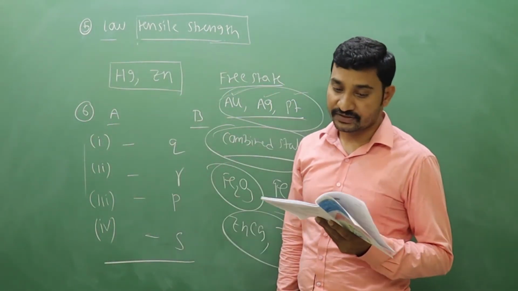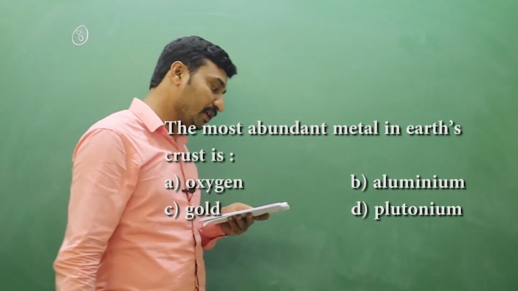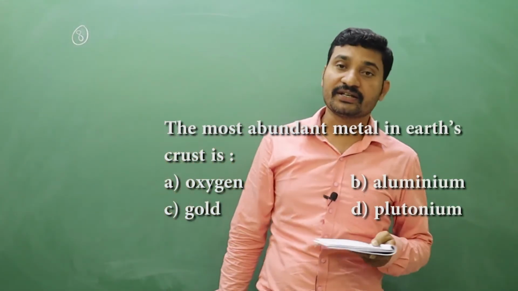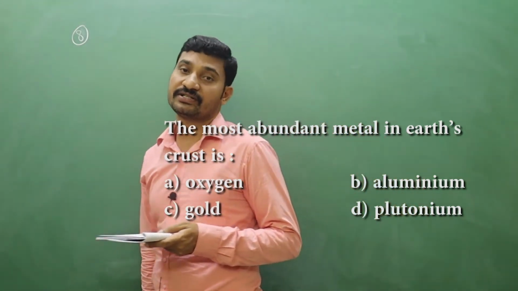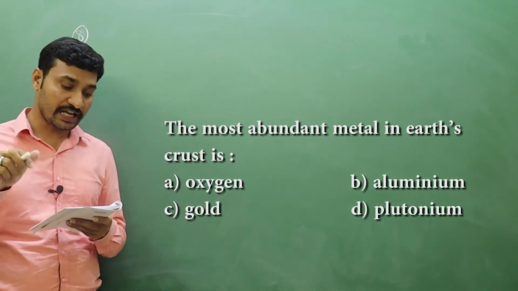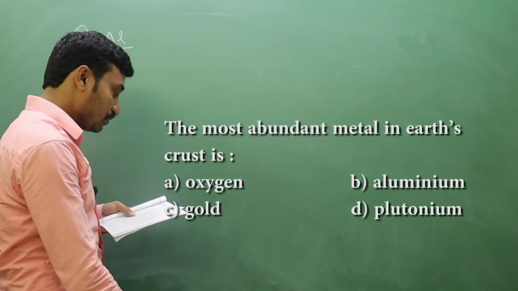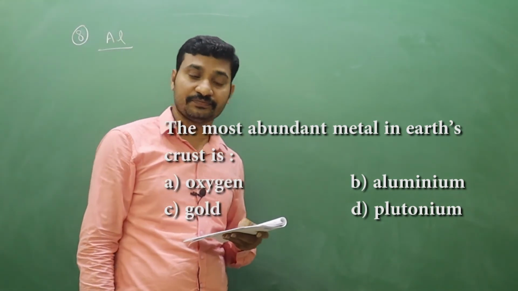Next one, question number 8: the most abundant metal in the earth's crust is. We already discussed in question number 3 that the most abundant metal in the earth's crust is aluminum, Al.